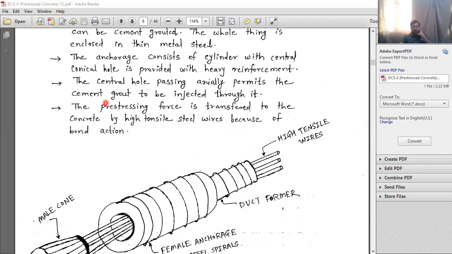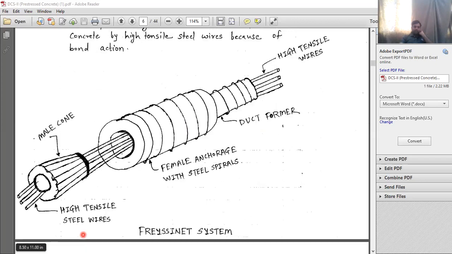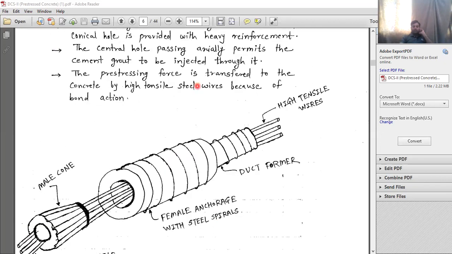The central hole actually permits the cement grout to be injected through it. Now the prestressing force is applied over here, to this assembly, by jacking. Jacking is not shown over here. Then the prestressing is transferred to the concrete by the high tensile steel wires because of bond action between steel and concrete. So in this way, the prestressing is transferred.